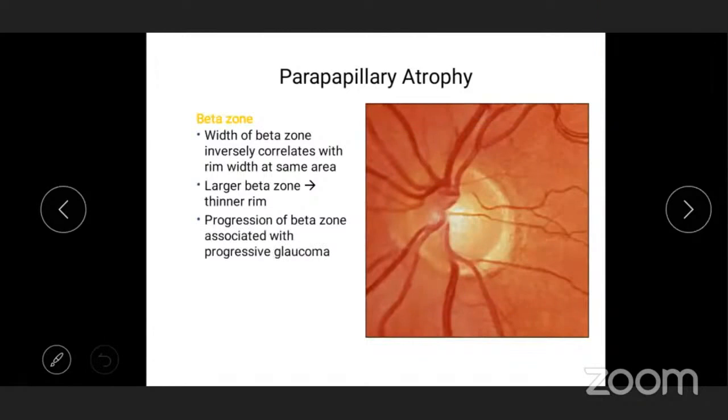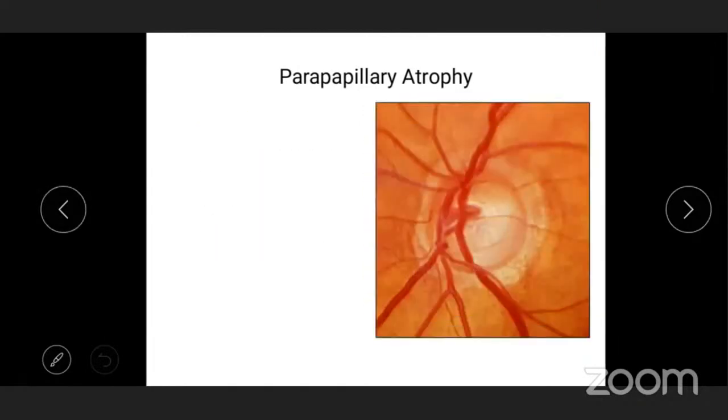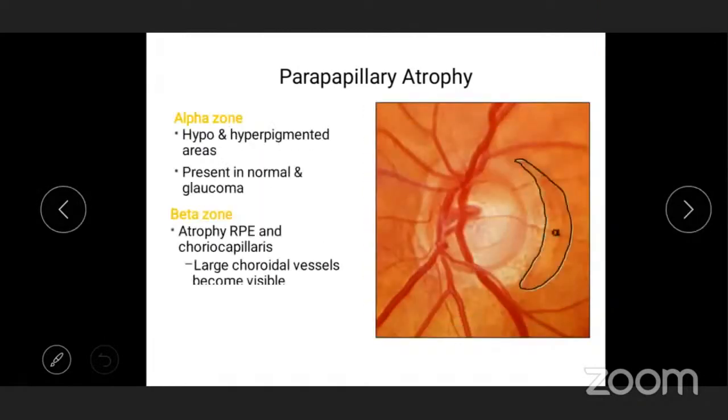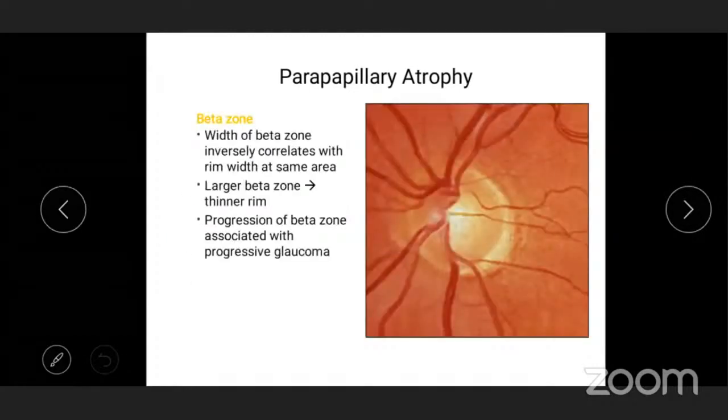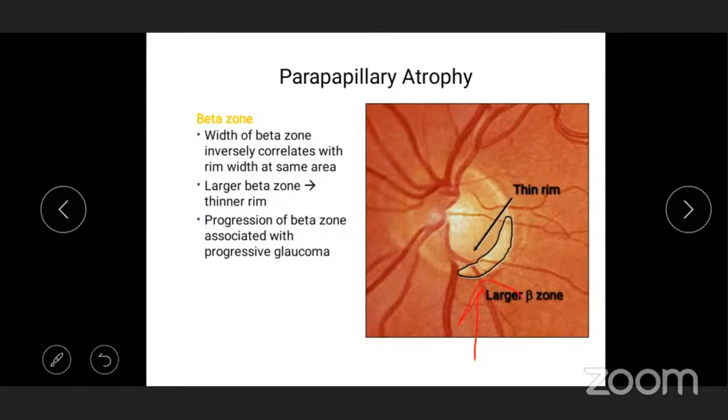Now that was in the previous picture. This was a more diffuse one, but I'll show you the once you have it in the early stages. The common location, I'll remind you, for the notching of the rim was inferior. Also for the RNFL defects was inferior. Now the third thing to remember for your exams is even the typical location, the common location for the beta zone in glaucoma is again the inferior part or the inferotemporal part.